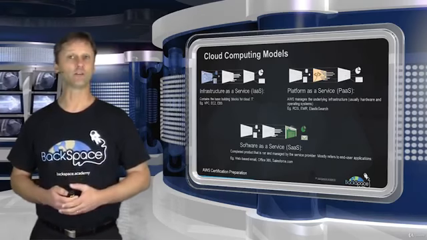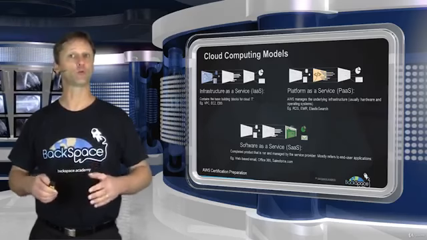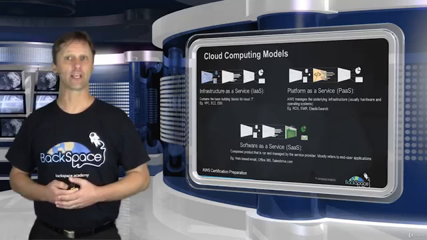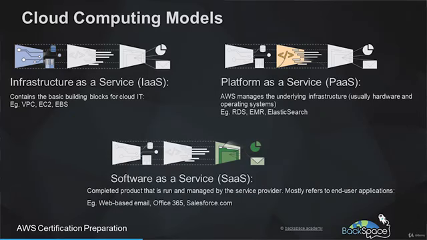The next level is Platform as a Service or PaaS. And that's where AWS will take a little bit more control over the underlying infrastructure. So AWS manages that underlying infrastructure and the hardware and operating system normally. And a good example of that would be the Relational Database Service. In that service, AWS provisions all the operating system, the server and everything to run that, but you still need to do the high level administration of that database.